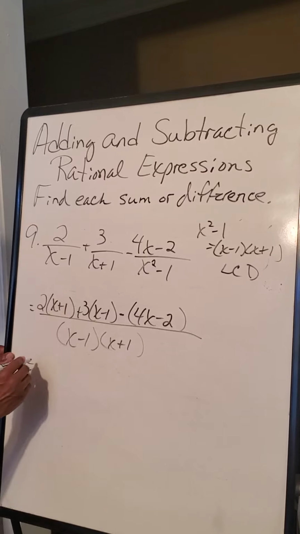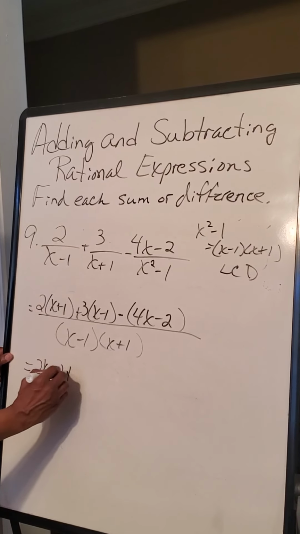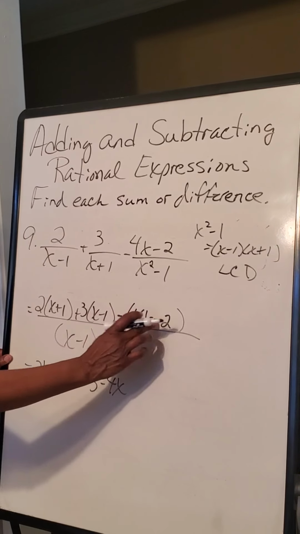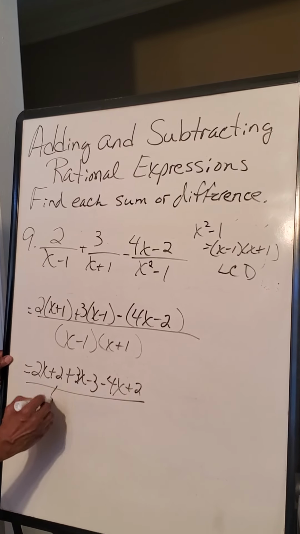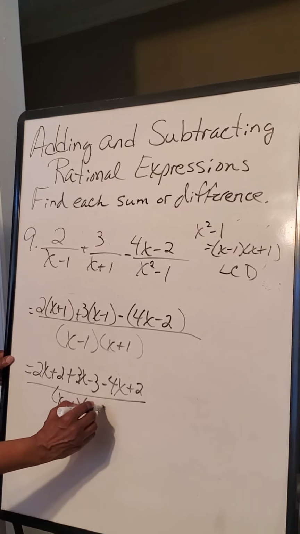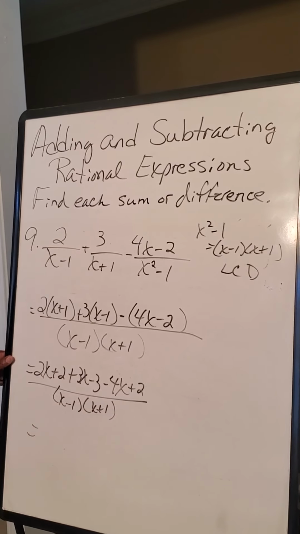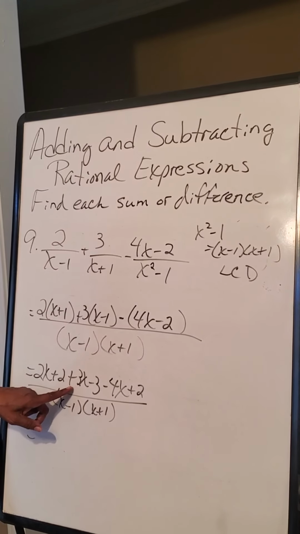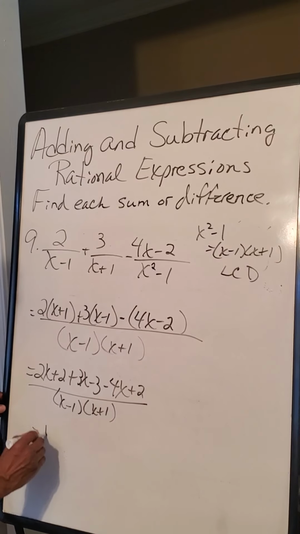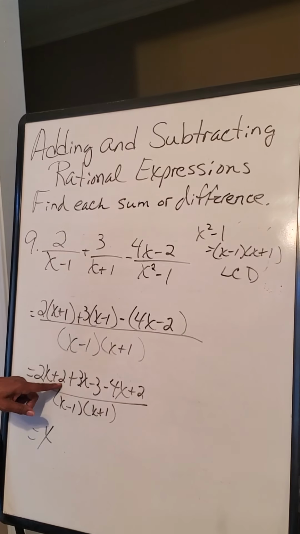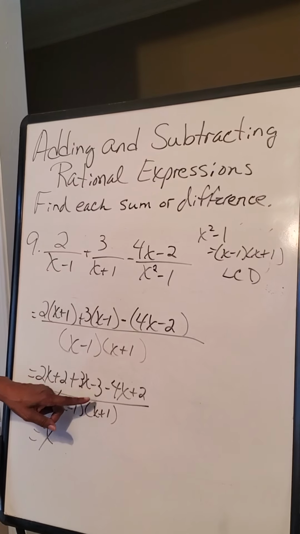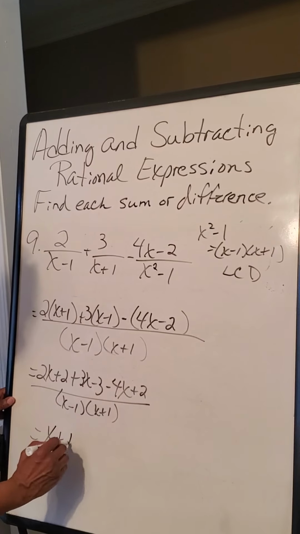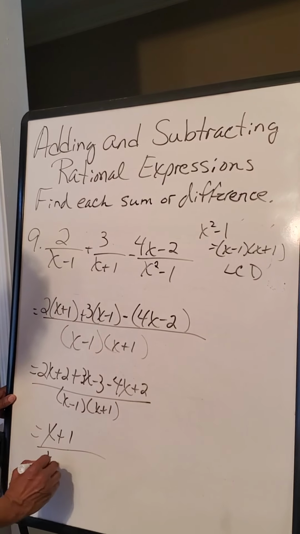This is equal to, I get a 2x plus 2 plus 3x minus 3. The opposite of 4x is negative 4x. The opposite of a negative 2 is a positive 2. That's over my LCD. As I simplify, I see 2x plus 3x, which is 5x, and 5x minus 4x gives us 1x. I see 2 minus 3, which is a negative 1, and a negative 1 plus 2 gives you a positive 1. That is over this denominator.